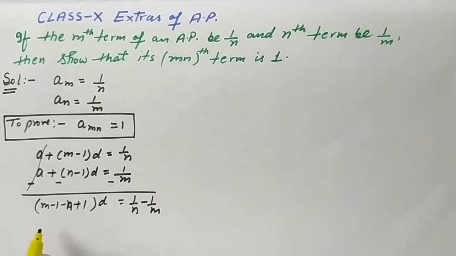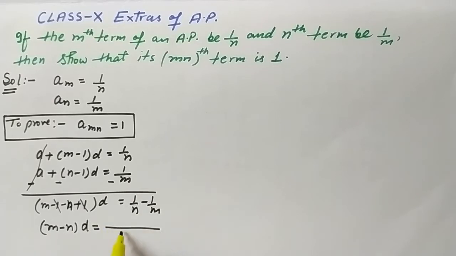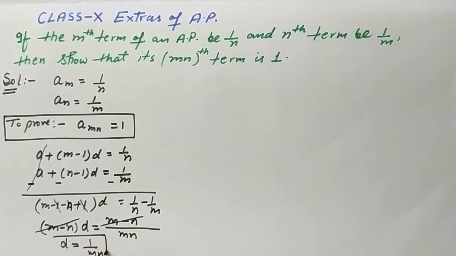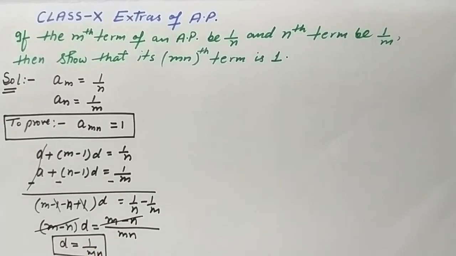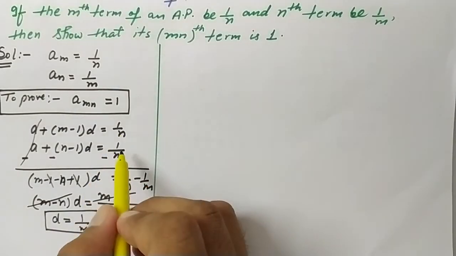So let's see what will happen. So from here minus 1 and plus 1 is cancelled. So what is left? M minus n into d is, you can take LCM here. So mn is the LCM. So here cross multiply m minus n. So d is, or you can cancel these here also, these two are cancelled. So d is left 1 over mn. This is d, right?